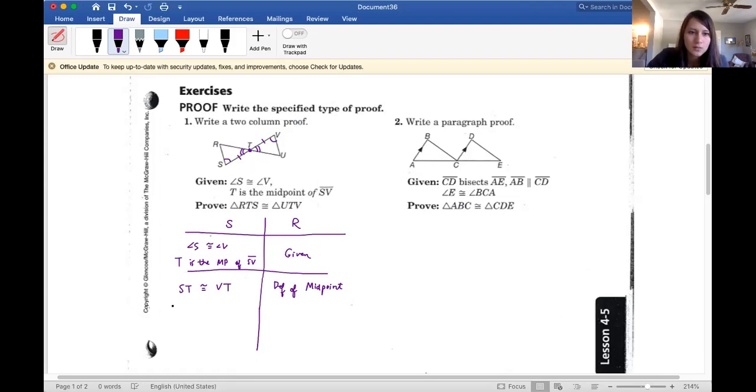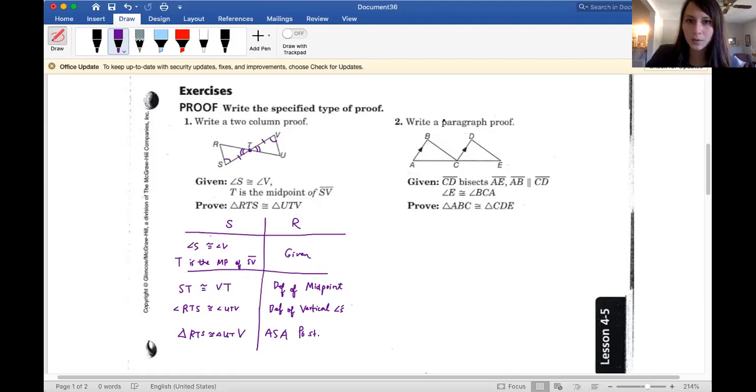What kind of angles are these? I would say they're vertical, wouldn't you? So RTS is congruent to UTV, and that's because of the definition of vertical angles. All right, if I look at this, I've got angle, side, angle. I'm done. So I can now say these triangles RTS is congruent to triangle UTV because of this angle, side, angle postulate. And I'm good, check.